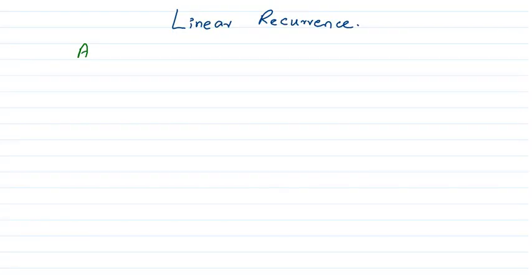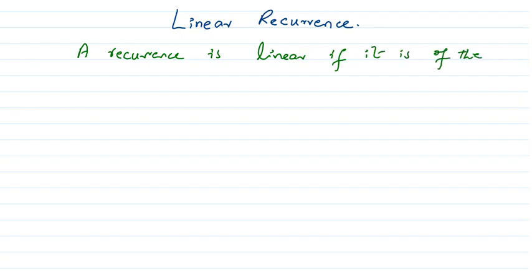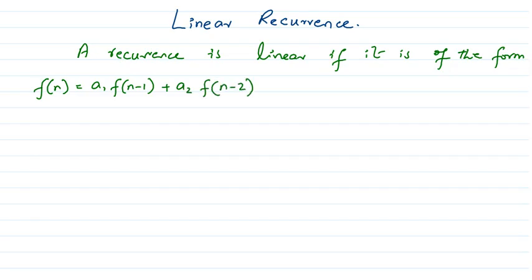First, starting with the definition: a recurrence is linear if it is of the form f of n is equal to a1 f of n minus 1 plus a2 f of n minus 2 and so on up to ad f of n minus d, right?